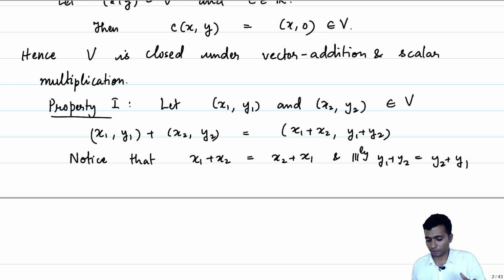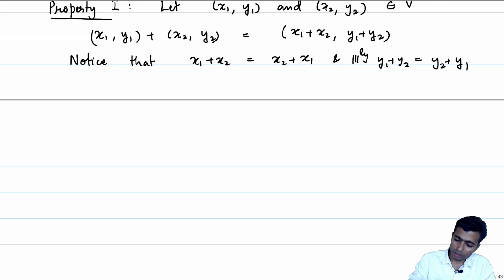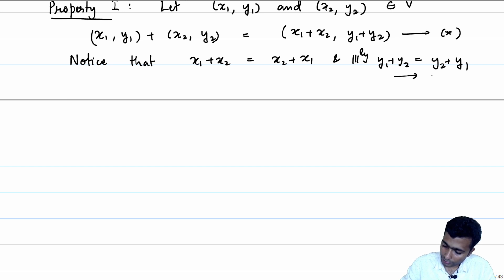Why is this the case? Because addition of scalars is commutative. Real numbers, if you add in whatever order you wish, the answer is going to be the same. That is the reason. So, let us call this star and call this observation star star.